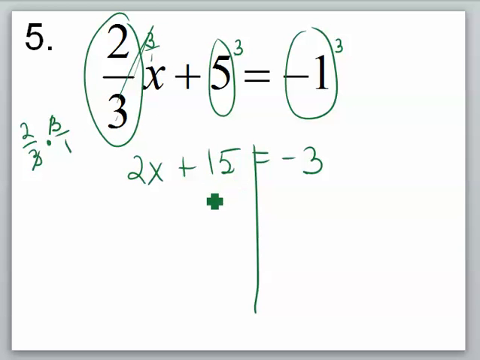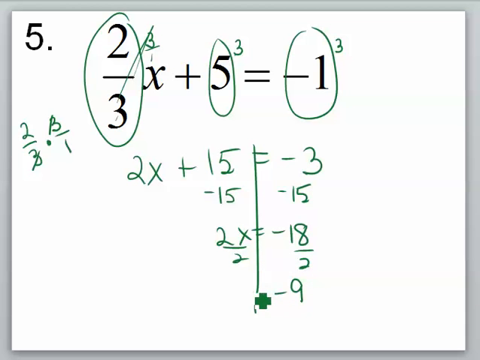So we're going to get the x by itself by putting a negative 15 on both sides. We get 2x is equal to negative 18. Divide by 2 on both sides, and I end up with the answer of negative 9. I'm going to pause here and continue on with the second video.